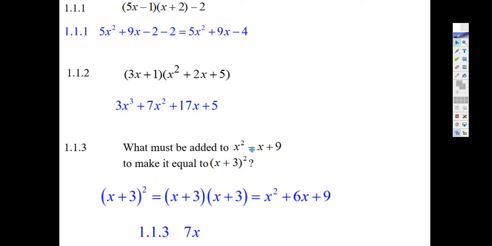Well, what would I have to add to minus x to turn it into plus 6x? Well, to minus 1, I'm going to need to add 7. So the answer must be 7x must be added. Okay, there's our first 3 questions.